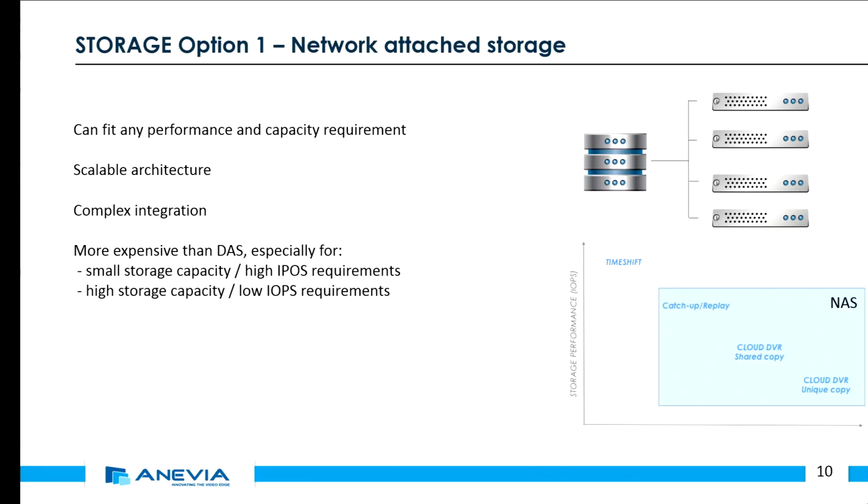It provides a scalable architecture, but the integration of a network attached storage can sometimes be complex, especially from a network point of view, because connecting all the storage to all the different streaming servers through a network can be quite complex. So that's the first technology. You can typically deploy things like EMC Isilon, which is probably our best partner to do that, but any other NAS would fit in there.